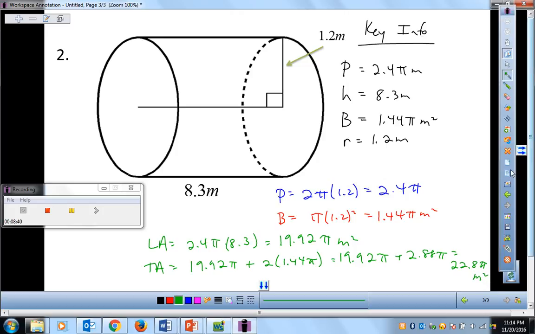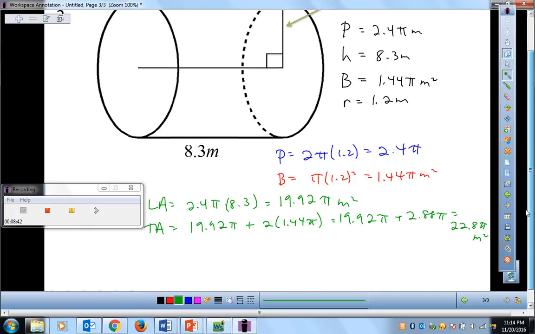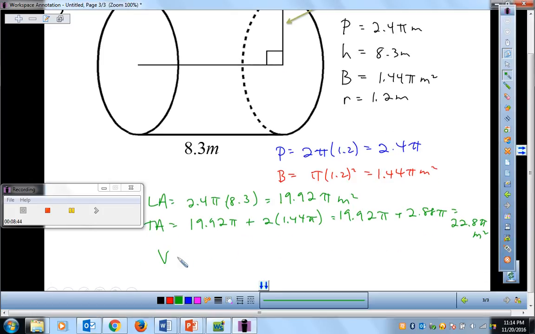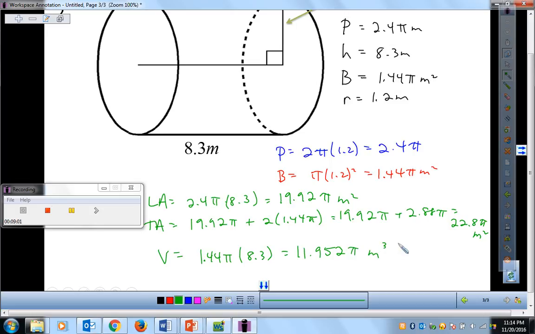So last but not least, we'll get into the volume. Volume equals area of the base, 1.44 pi, times the height, 8.3. So again, not worrying about the pi, we're going to get 11.952 pi meters cubed. Again, there's the difference being volume. It's not squared this time.